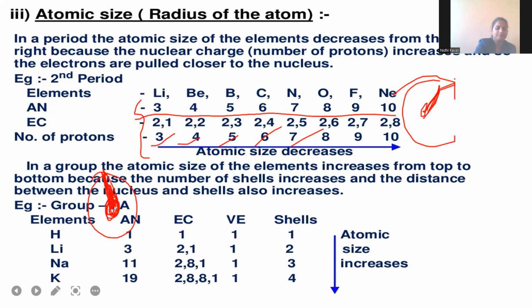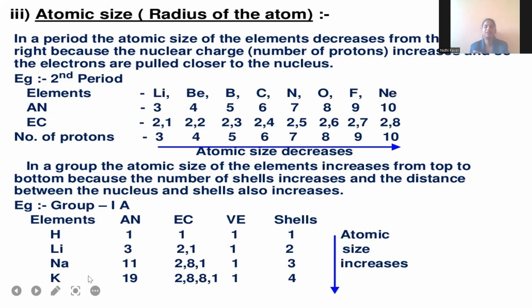In a group, the atomic size of the elements increases from top to bottom because the number of shells increases, right? As the number of shells increases, the distance between the nucleus and the shells increases. So this reduces the pull force of the proton on it. That is why atomic size increases down the group. Right. Next.